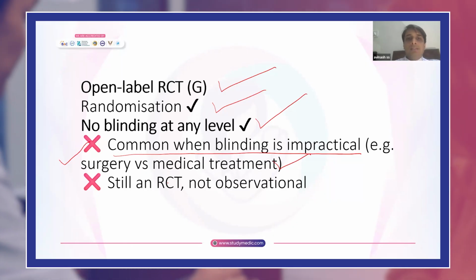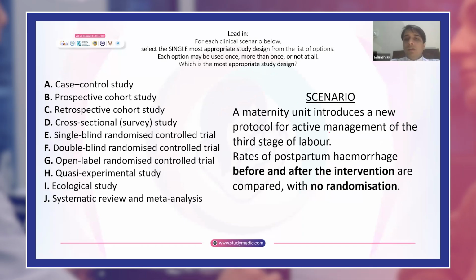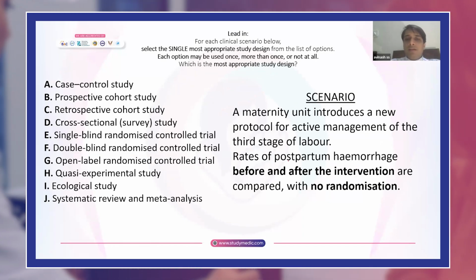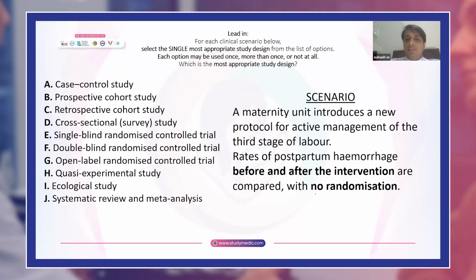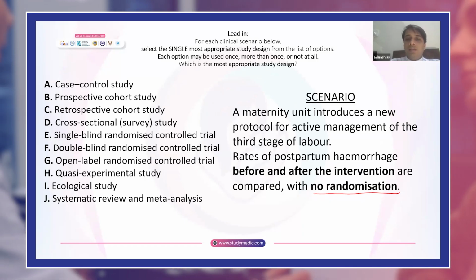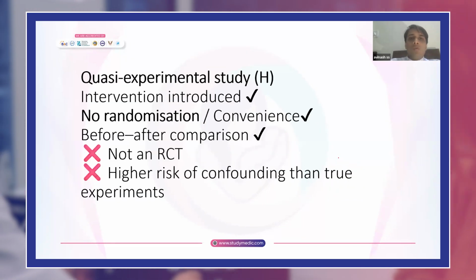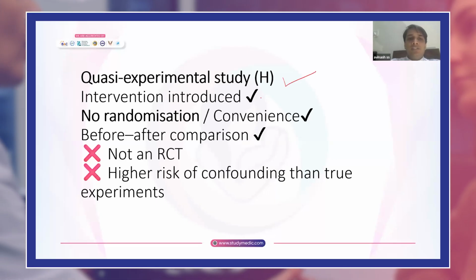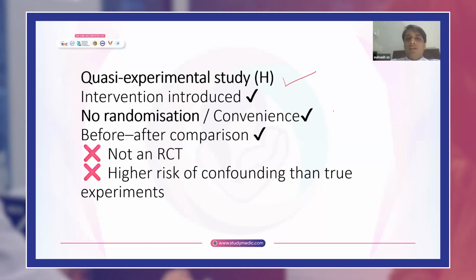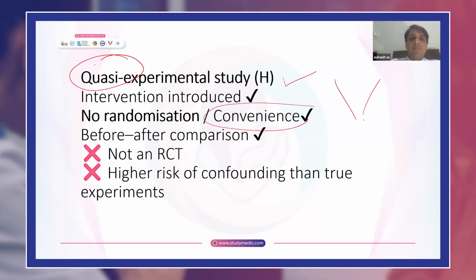Now another scenario. A maternity unit introduces a new protocol for active management of the third stage of labor. Rates of postpartum hemorrhage before and after the intervention are compared, with no randomization. That means there is no randomization, but they are divided into two groups, and an intervention is also there. So this is a quasi-experimental study design. Intervention is there, but there is no randomization. They are allotted based on convenience, and hence it is called quasi-experimental.